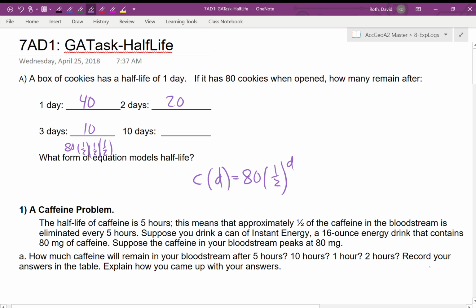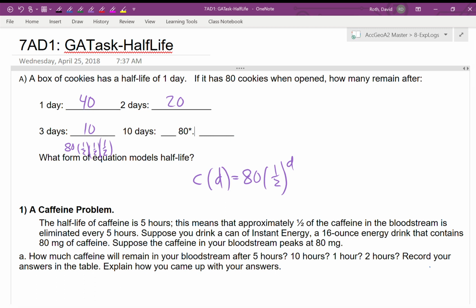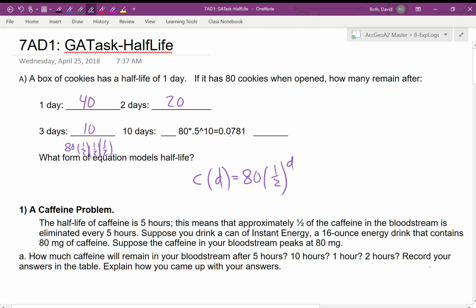And so when I do this, we can actually just type, right? I don't have a calculator with me, so we'll use OneNote. If I do 80 times 0.5 raised to the, was it 10th power? Boom. So that's not many cookies left. All right, so I guess you're taking little bites out of cookies. And so that's what you get.